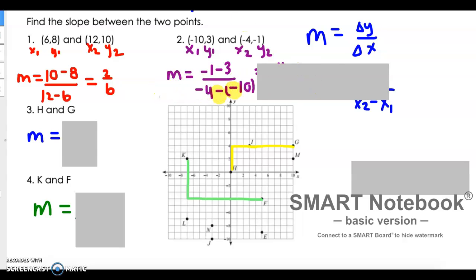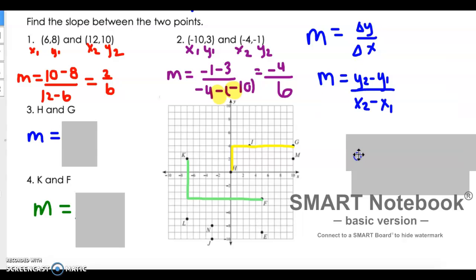So when you do that, negative 1 minus 3, that is negative 4. And in the denominator, negative 4 minus negative 10. Subtracting a negative is like adding the opposite, or adding the positive. So that turns into negative 4 plus 10, which is 6. So for number 2, our slope is negative 4 over 6. Again, you can simplify and reduce this fraction if you would like, but you do not have to. So I'm just going to leave it as negative 4 over 6.